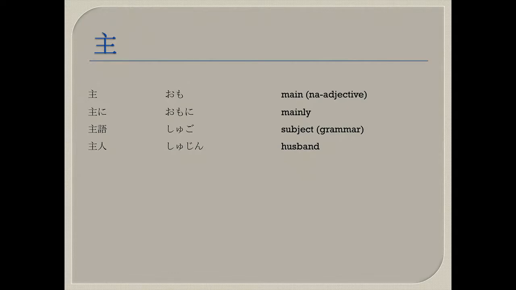This kanji means oneself and is used in the vocab item jibun, meaning oneself. This kanji is used in the vocab items omo, which is a na adjective which means main, omoni, which means mainly, shugo, which means subject, and shujin, which means husband.